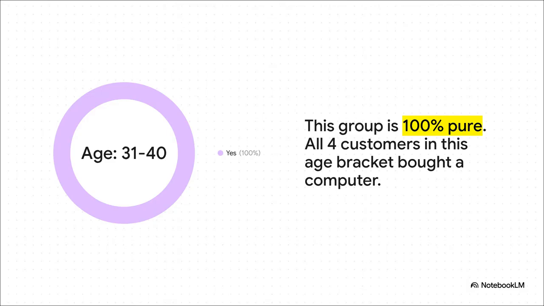Now check this out. Our 31 to 40 age group. Look at that. After we split by age, we stumbled upon a group where 100% of the people bought a computer. That is a perfectly pure node. The algorithm absolutely loves this. It's a dead end, a final answer. No more questions needed for these folks.